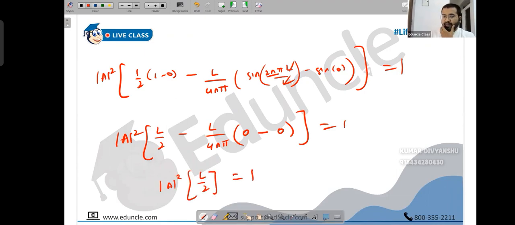Answer is L by 2. Integration of sin squared theta from 0 to pi by 2 is half. Integration of sin squared omega t from 0 to capital T is T by 2. Similarly here also the answer is L by 2. Whenever you have one oscillation, integration of sin squared is basically half of the highest value.